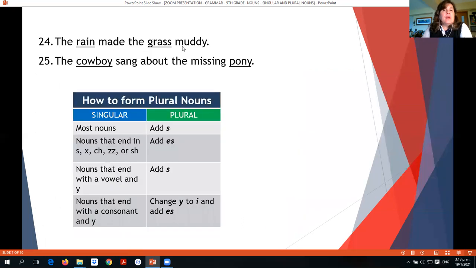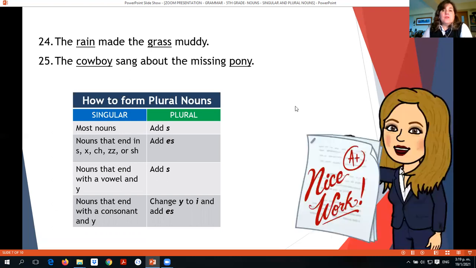The rain made the grass muddy. The rains made the grasses muddy. We add an S at the end of rain and ES at the end of grass. The cowboy sang about the missing pony. The cowboys sang about the missing ponies. In the first case, for cowboy, we only add an S because we have vowel and Y. And on the second case, we have a consonant N and Y, so we have to replace the Y with an I and add ES.